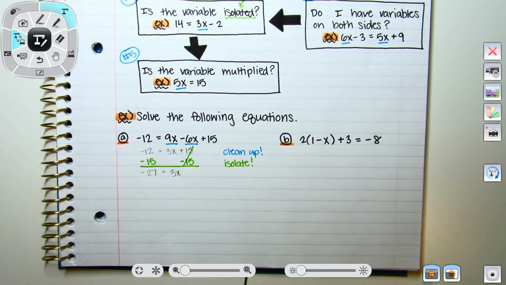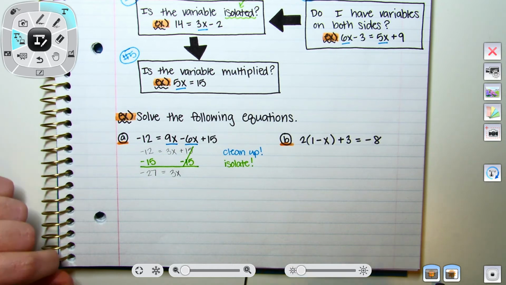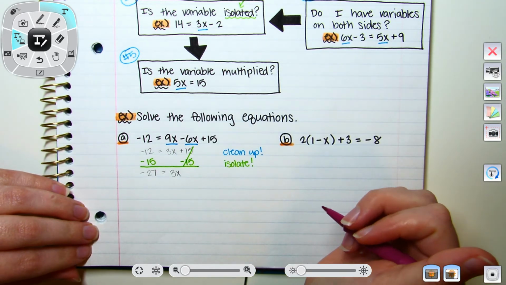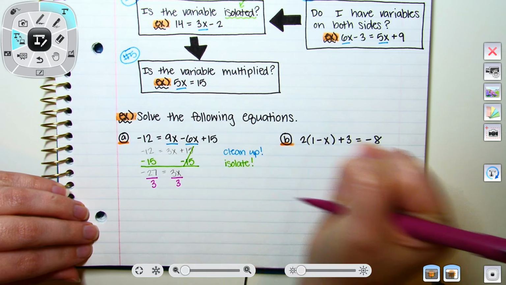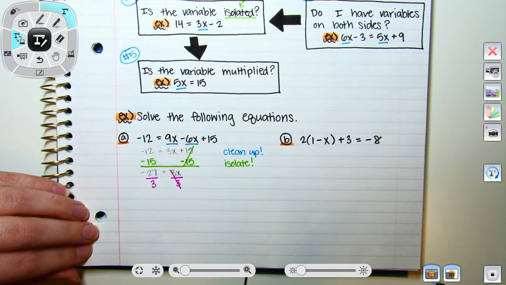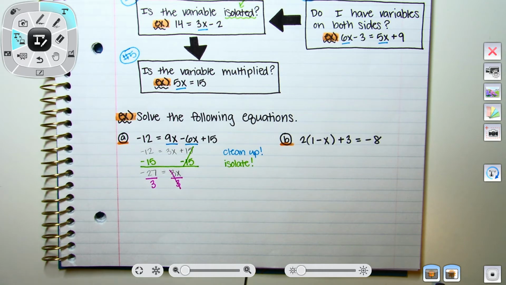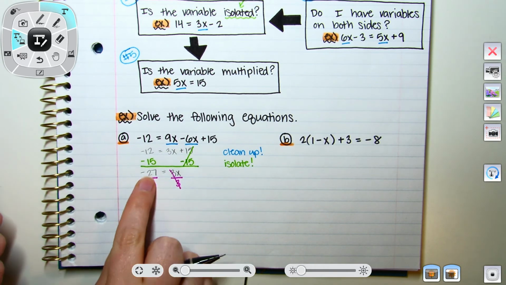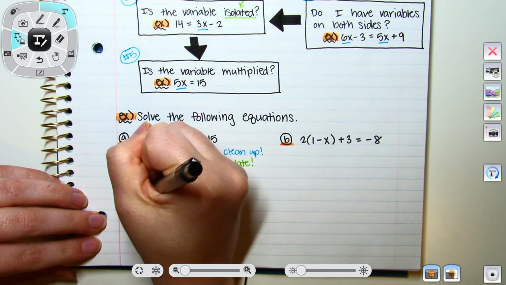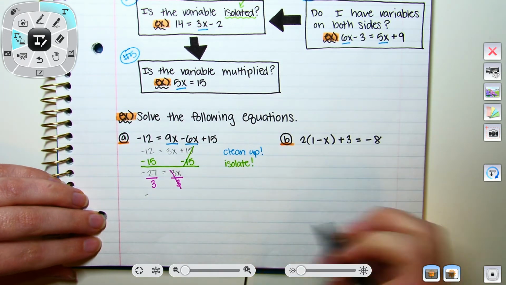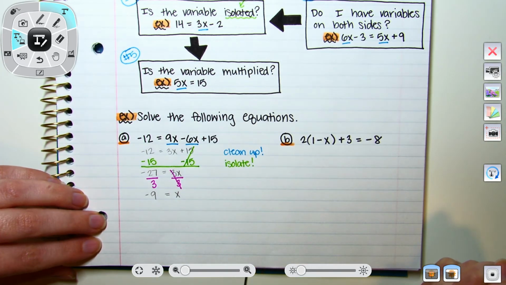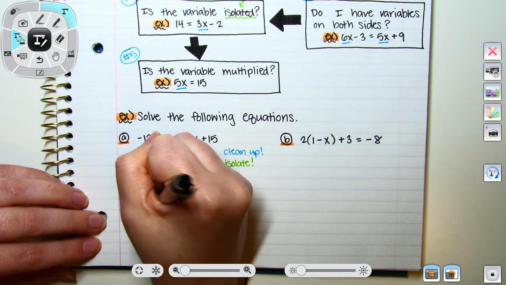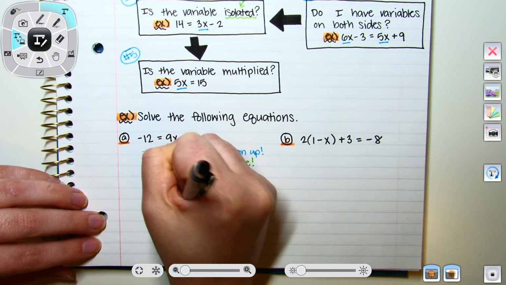Now our final step that we need to do now is get the x by itself. So this brings us to our last step. Is the variable multiplied? It is. So to undo that, I'm going to divide both sides by 3. 3 divided by 3 will cancel out. Negative divided by a positive will be a negative number. And 27 divided by 3 is 9. So negative 9 equals x. And just to write this in proper form, I'm going to rewrite that the other way as x equals negative 9.